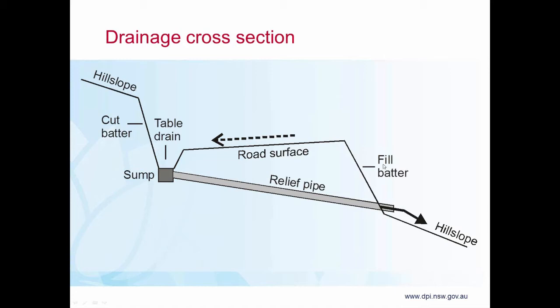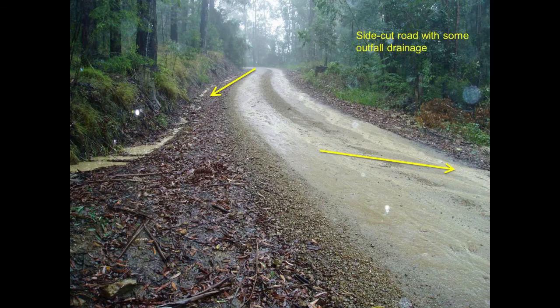In reality, looking at the next slide, which has just popped up, is often a combination of infall, outfall, table drains, miter drains, you name it. So in this particular photograph, you'll see there's a cut batter on the left-hand side, a fill batter on the right-hand side, and the upper part of the road here, there's infall drainage where the water is flowing towards the table drain, but on the lower part of the road here, there's actually outfall drainage, so the water is going towards the outside of the road surface.